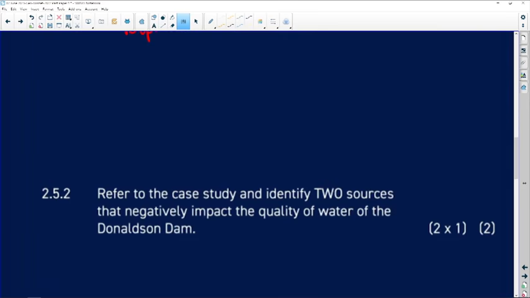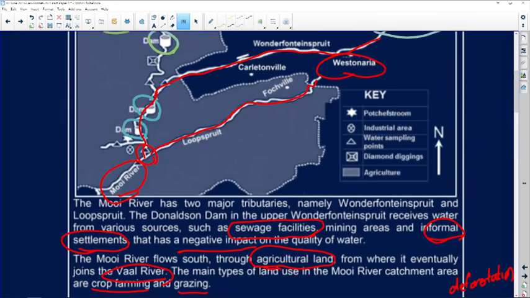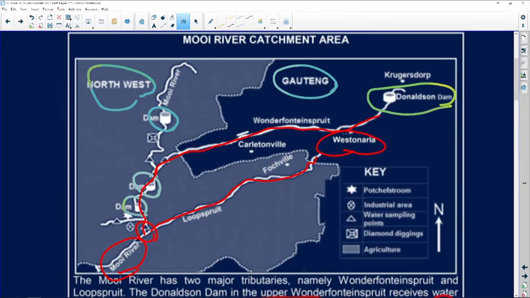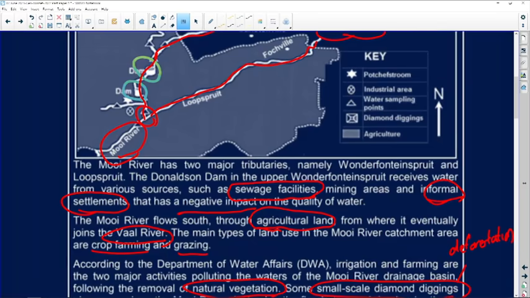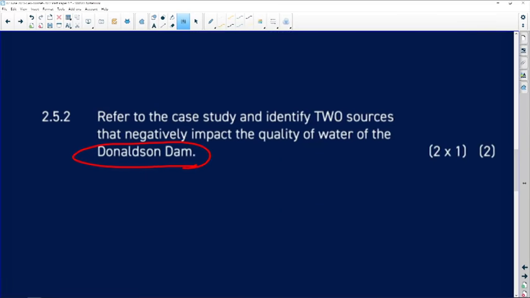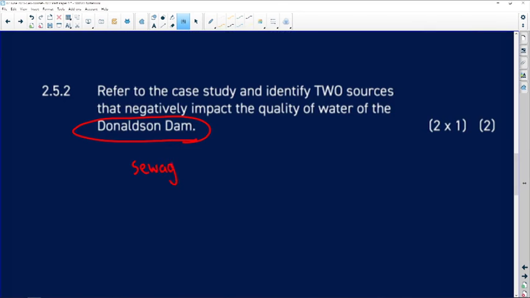If we quickly have a look at question 2.5.2. Okay, refer to the case study and identify two sources that negatively impact the quality of the Donaldson Dam. Now remember, they want to ask about the Donaldson Dam, not about the Moira River, right? Not about Loopspruit. They want to know about Donaldson Dam. What activities have a negative impact over here on Donaldson Dam? They've mentioned the sewage facilities, the mining areas, and the informal settlements. So it's these three. So let's just write them down. And lastly, mining. So you could have mentioned any one of those.